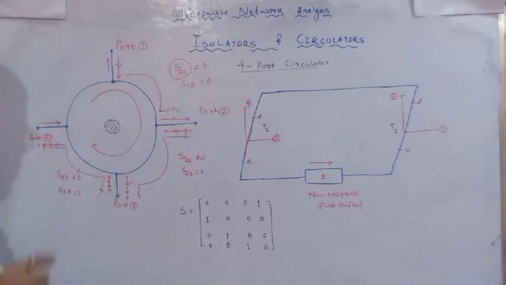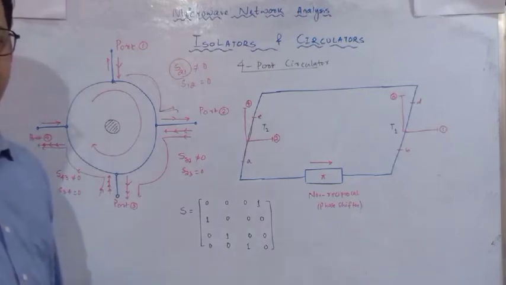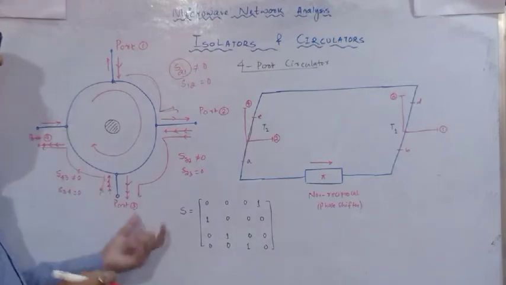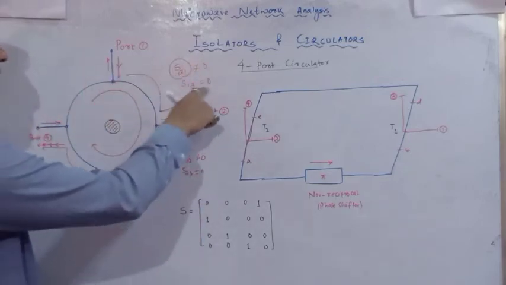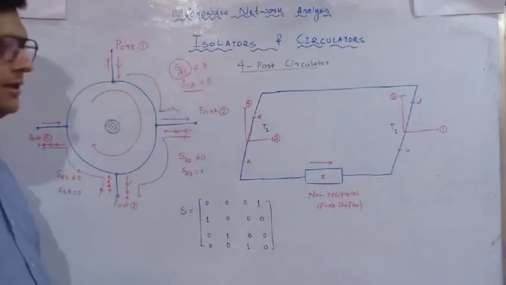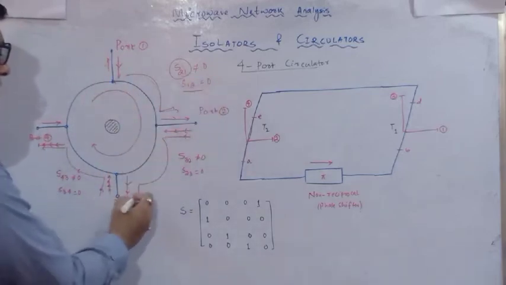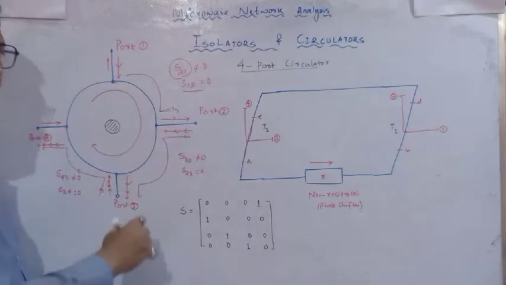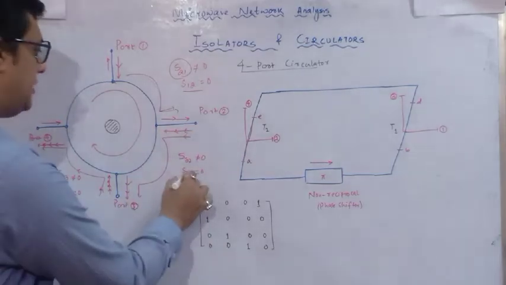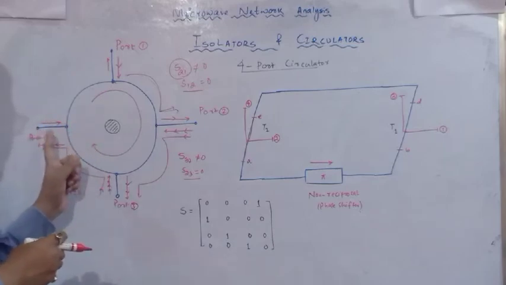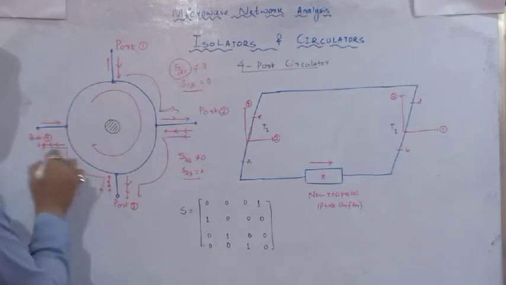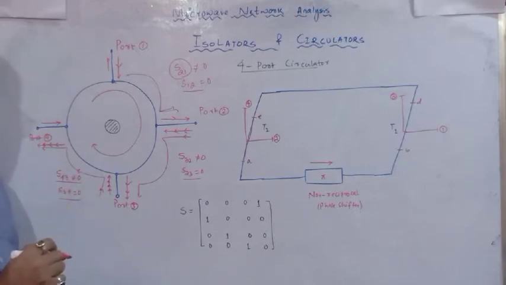Because it is a 4-port network, there are 16 parameters, and among those 16 parameters these are the conditions. One, S21 is not equal to 0, unidirectional. S12 is 0 because no reflection happens. Similarly, for S32 we have the incident power, and S23 is the reflected one, so it is 0. S43 means from 3 to 4 when it is propagating, it provides the power in the adjacent arm, that is 3 to 4. So S43 is not equal to 0, and S34 is equal to 0.